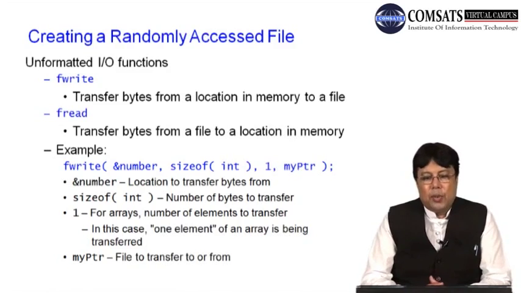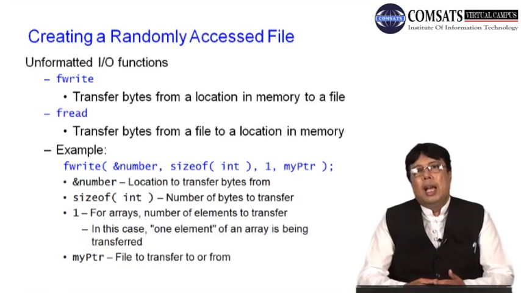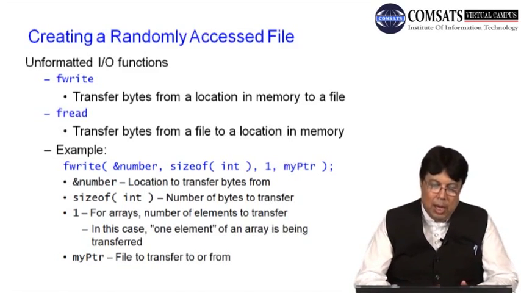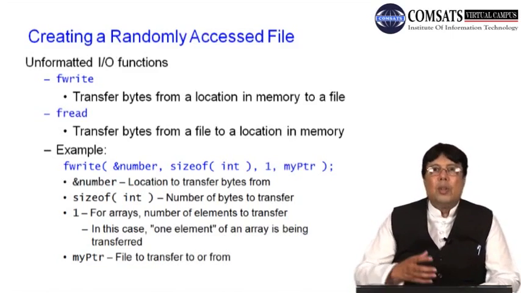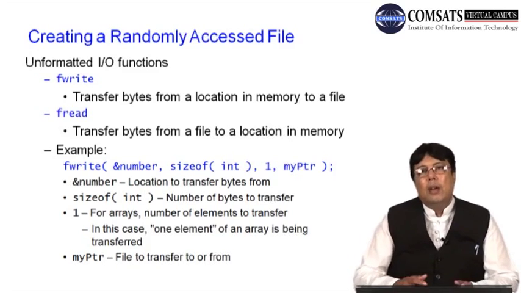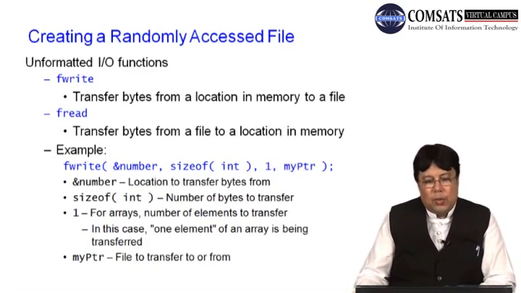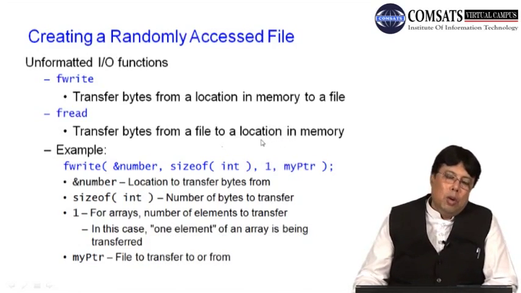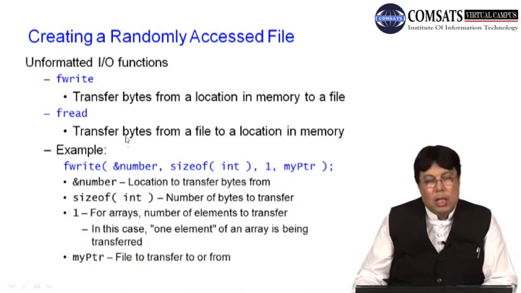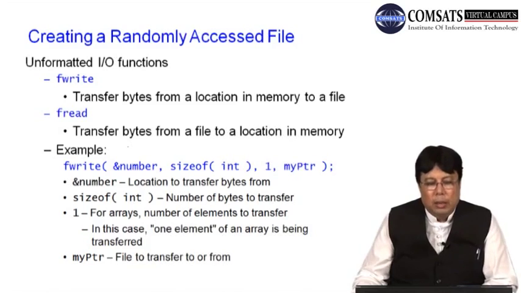This fwrite function transfers bytes from a location in the memory to a file. Obviously we can just write the data into the memory, and then the system will pick up the information from the memory and transfer it to that particular device where you have created the data. Similarly, for fread, you can transfer bytes from a file to a location in the memory, and then using your program you can use the format specifiers and the information available to you regarding that particular file. You can just decode it and display it.